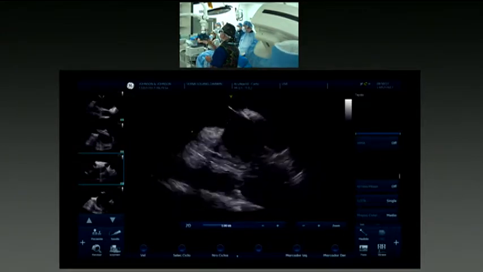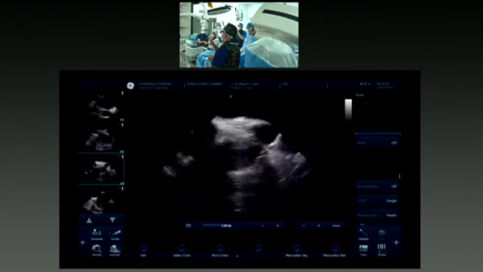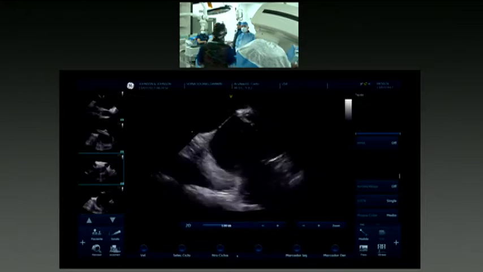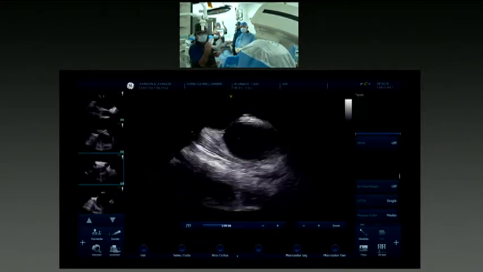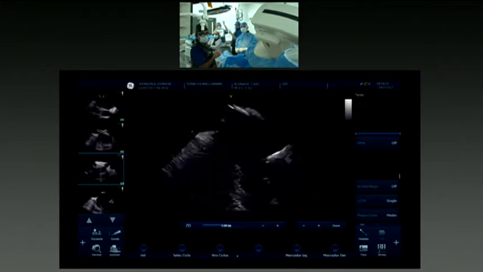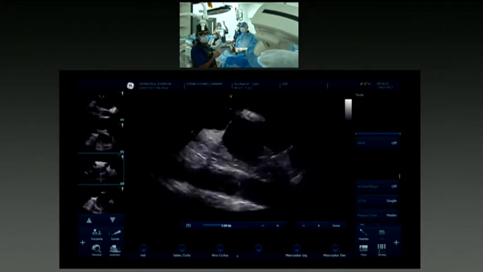Well, I will give the microphone to Fernando rather to show us the images and to tell us what has been done with the left upper pulmonary vein, which has been already isolated. So could we pass the microphone to Fernando, please?